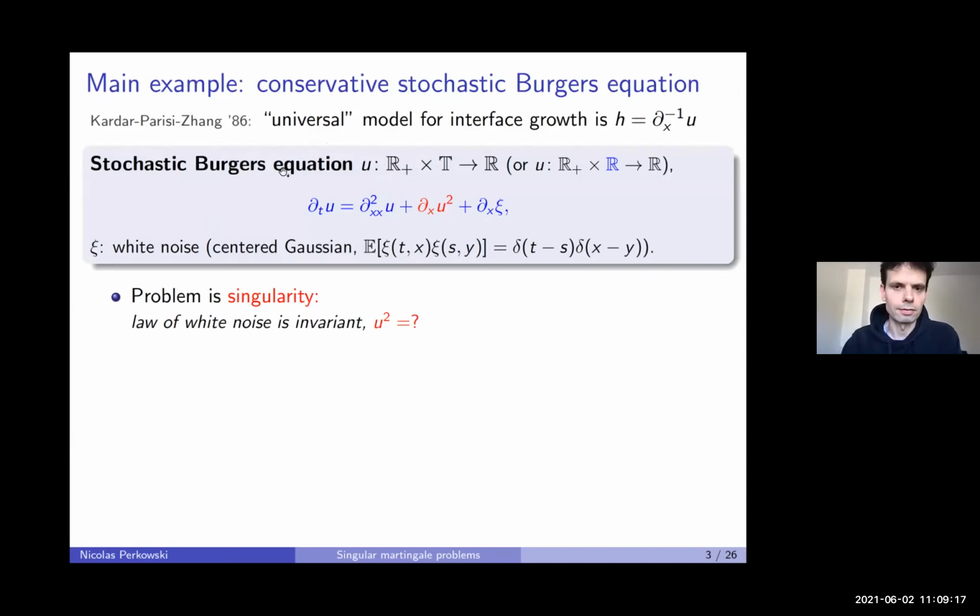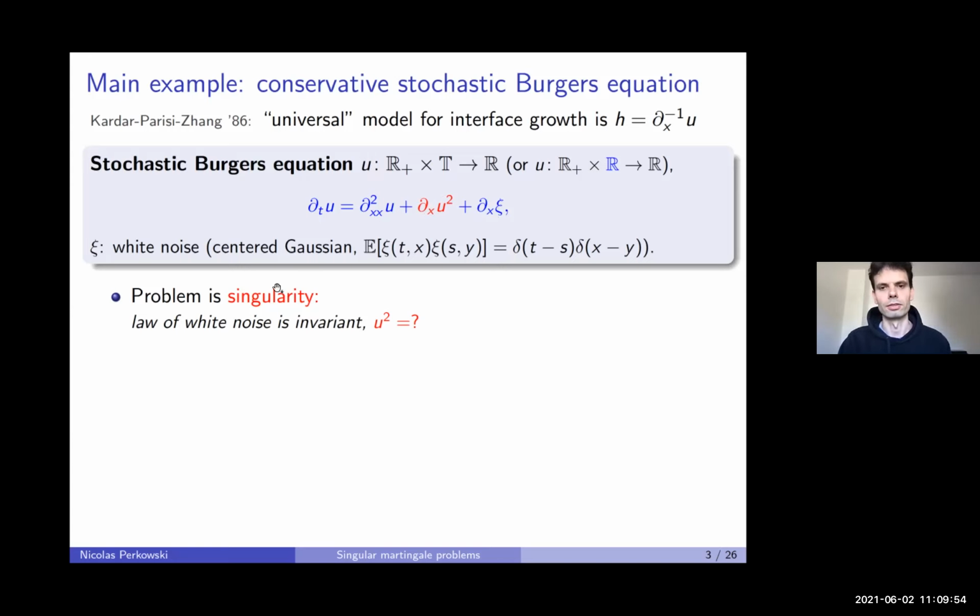So the main example we have in mind is the derivative of the KPZ equation. We will focus on this on the one-dimensional torus. We could do the same thing on R, but for simplicity, let's take the torus here. So this is this equation here. We have the heat equation, then we have the derivative of a space-time white noise, because in the KPZ equation, you would see the space-time white noise, and the derivative acts on the noise. And then we have the nonlinearity here and the derivative also acting on the nonlinearity of the U square.